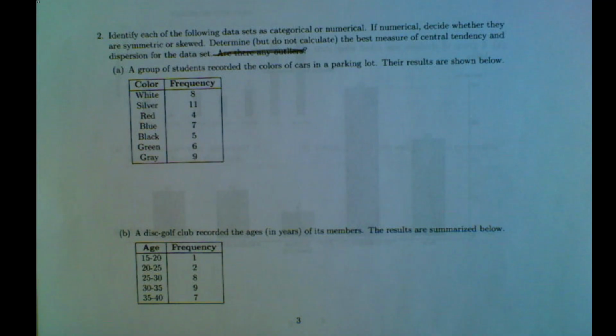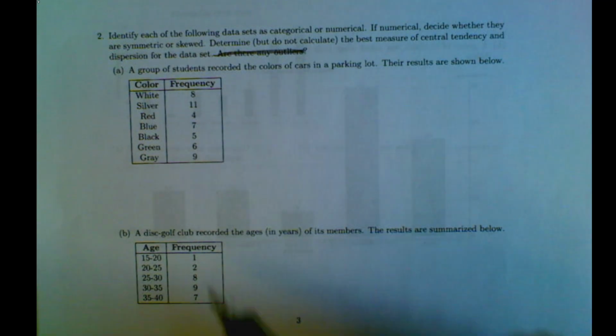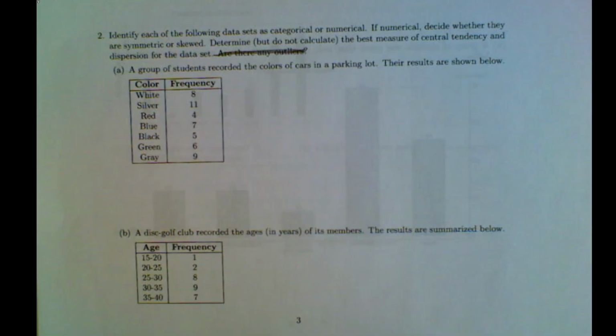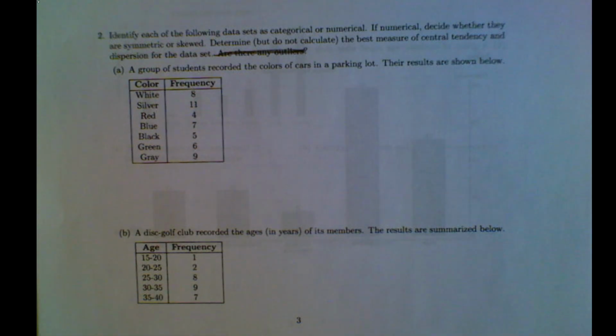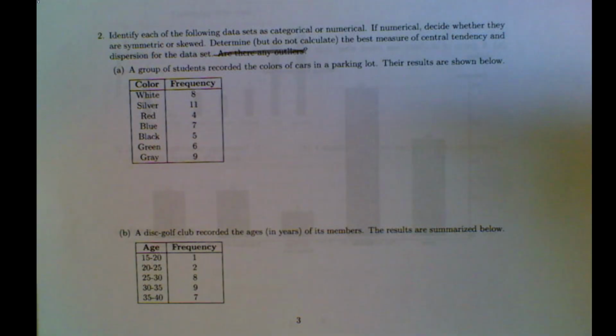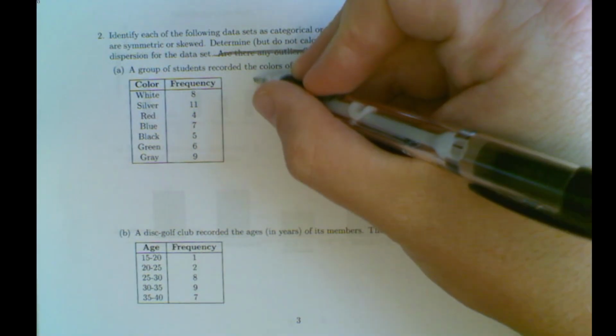And the reason I'm pointing this out is because oftentimes students get confused because they see these numbers and they say, oh, well, it's numerical. Look, it has numbers. But you have to think about what the raw data would have looked like, okay? The raw data would have been a list of car colors. It would have been categorical, not numerical. So this is a categorical data set.